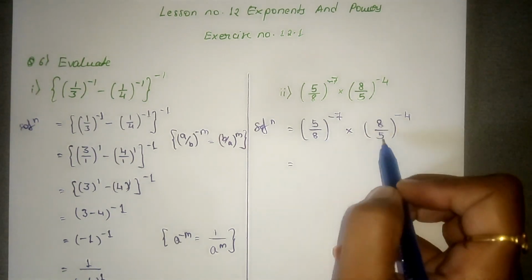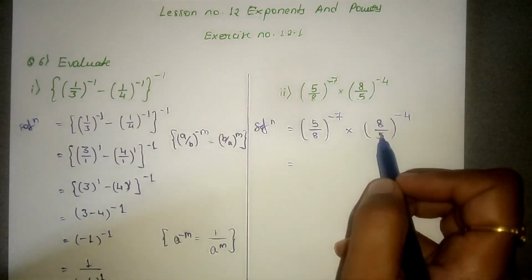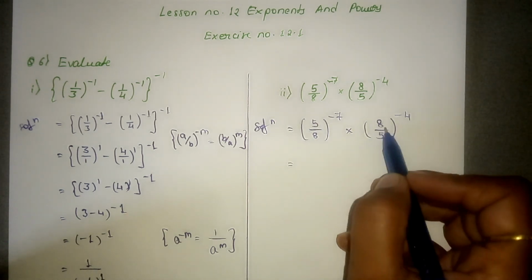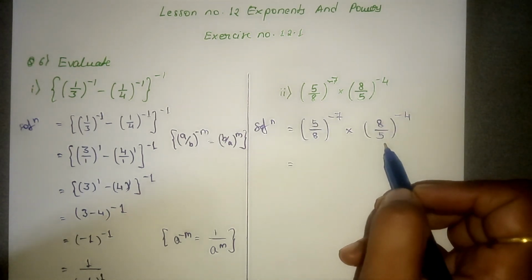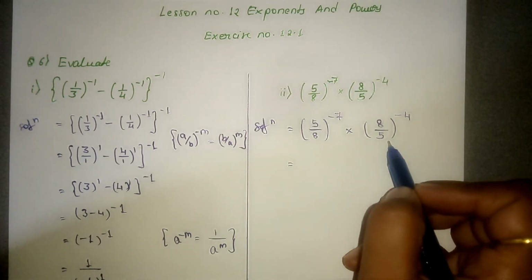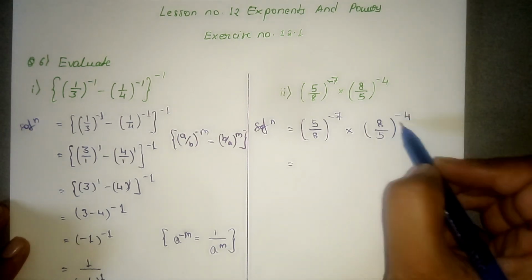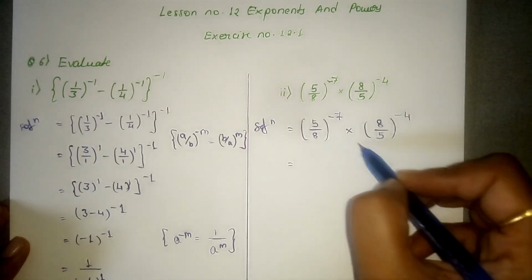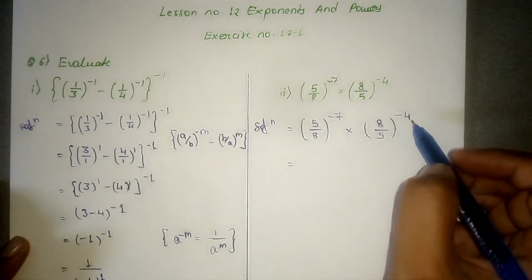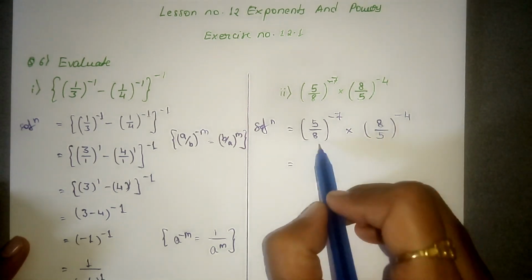So here the bases are different and exponents are also different, but we can make the bases equal because here you can see 5 by 8 is a reciprocal of 8 by 5. So we can convert this 8 by 5 in the form of 5 by 8 by using the law, and then the exponent also will become positive as it is given negative. So we will apply the law only for this term, okay, because by applying the law only to this term we will get both the bases as equal.